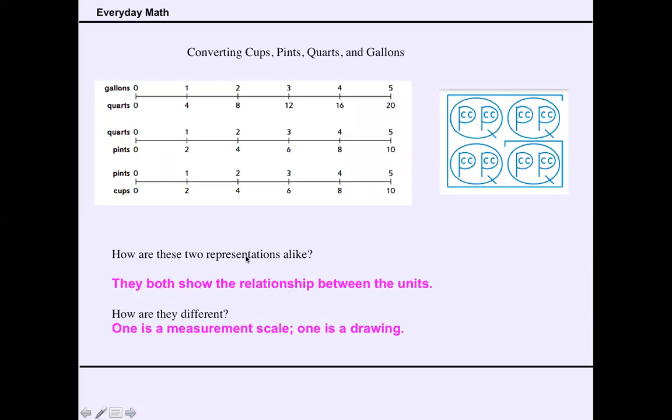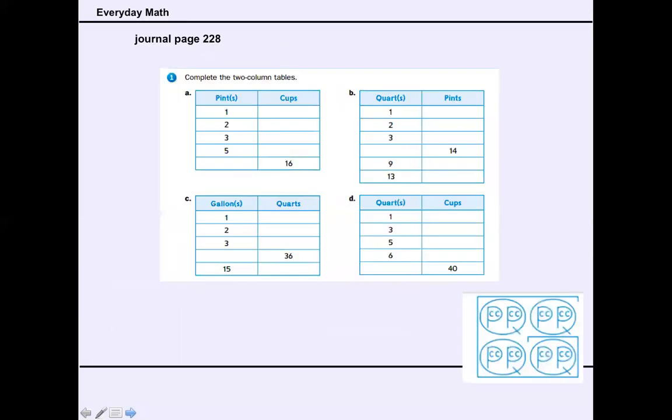How are these two representations alike? They both show the relationship between the units. In both the picture and the scale, we're seeing the relationship between gallons, quarts, pints, and cups. How are they different? One is a measurement scale, one is a drawing. So now you really have 3 options for what you want to use when you're converting. You can use Mr. Gallon, who we saw in the beginning. You can use the big G, which is my favorite, but it might not be your favorite, or you could use a measurement scale. So a lot of options for you.